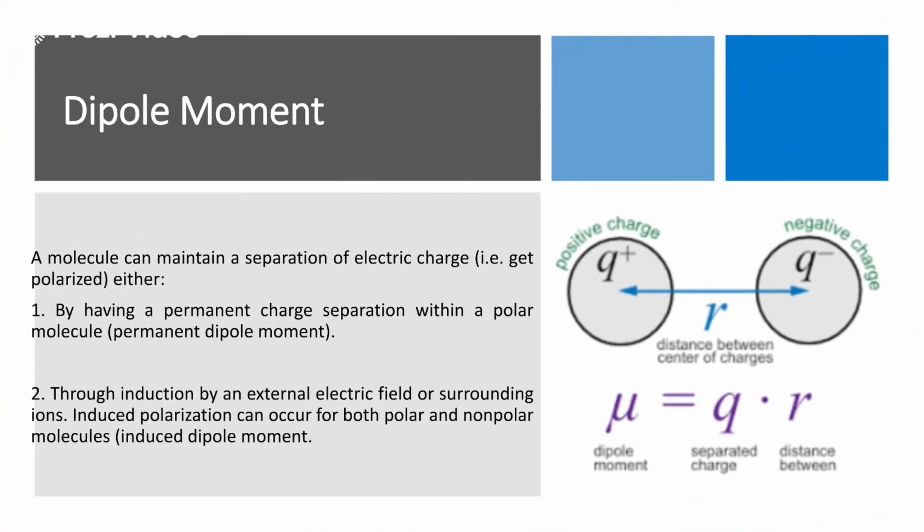Like in this diagram, you can see there is a development of positive charge on one side, and negative charge on the other. The distance between positive and negative charge gives you the value of R. So dipole moment is equal to the separated charge multiplied by the distance. A molecule can maintain a separation of the electric charge once it gets polarized. By having a permanent charge separation within a molecule, that is the permanent dipole moment. And through the external electric field or surrounding ions, induced polarization can occur for both polar and non-polar molecules.